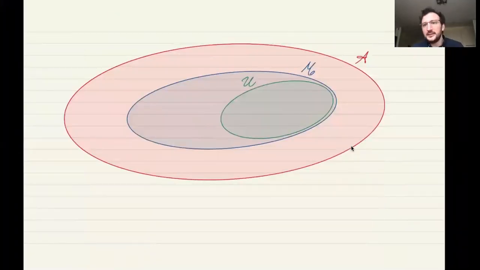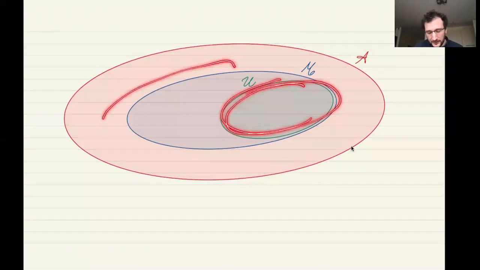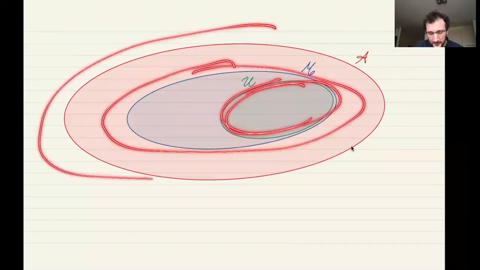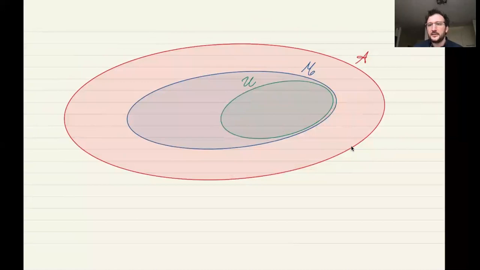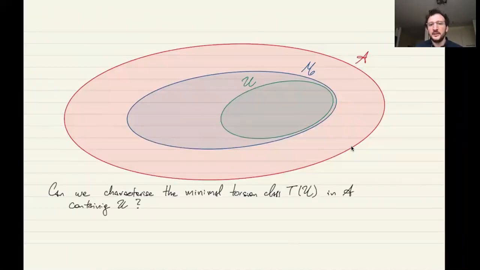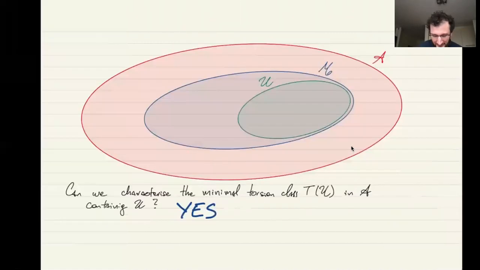So we are now in this situation. We have an n-torsion class inside an n-cluster tilting subcategory inside an abelian category. So the question is the following: can we characterize the minimal torsion class containing this n-cluster tilting subcategory? And the answer, thankfully, is yes.